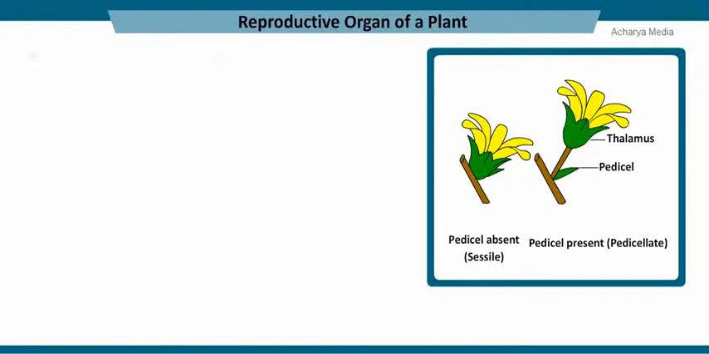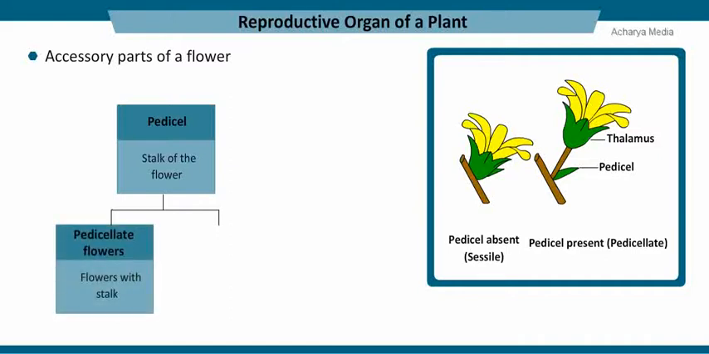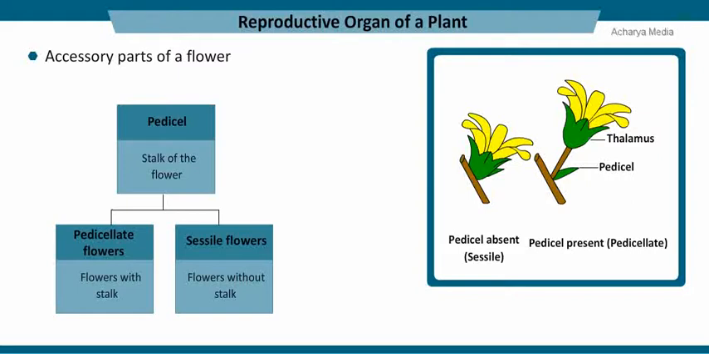Look at the picture showing the accessory parts of a flower. Pedicel is the stalk of the flower. Depending upon the presence or absence of pedicel, there are two types of flowers. They are pedicellate and sessile. Pedicellate flowers: flowers with stalk are said to be pedicellate flowers. Sessile flowers: flowers without stalk are said to be sessile flowers.